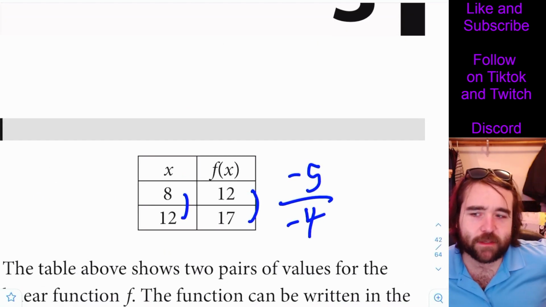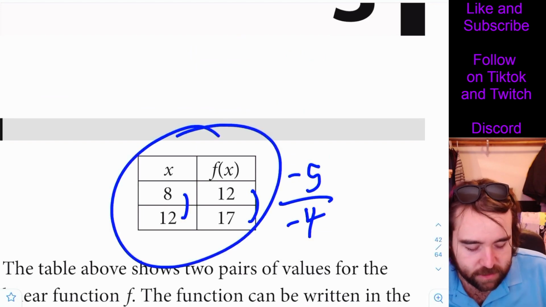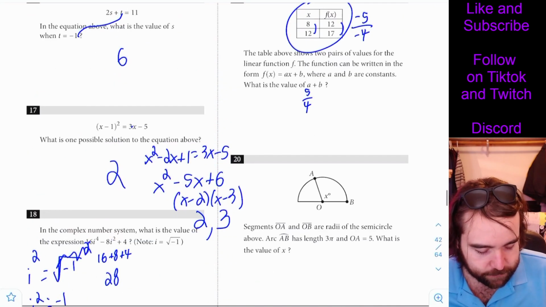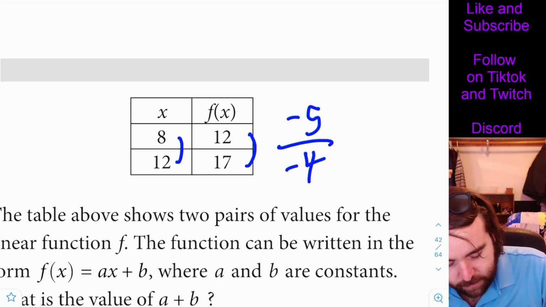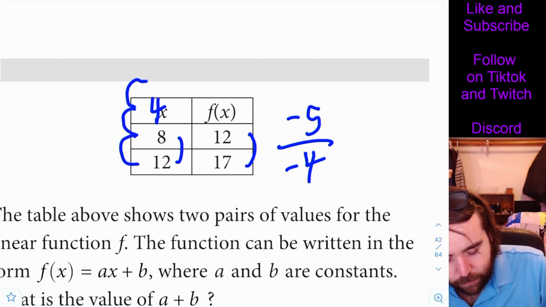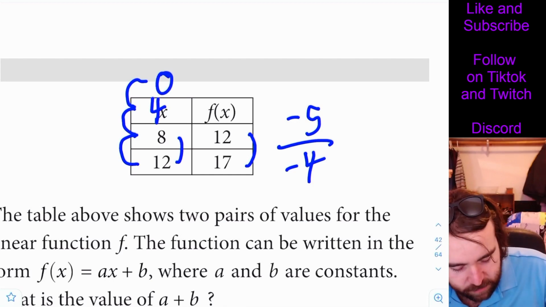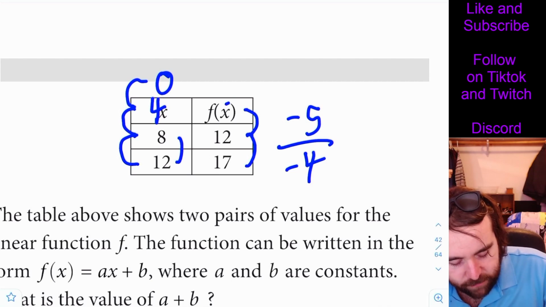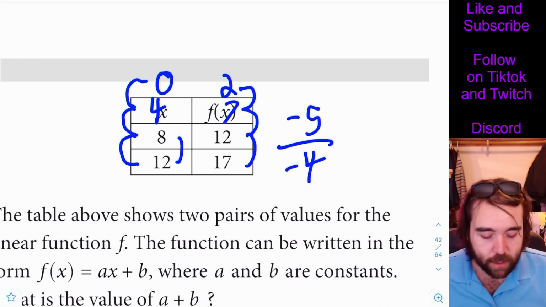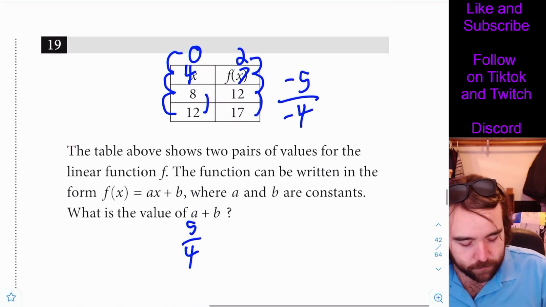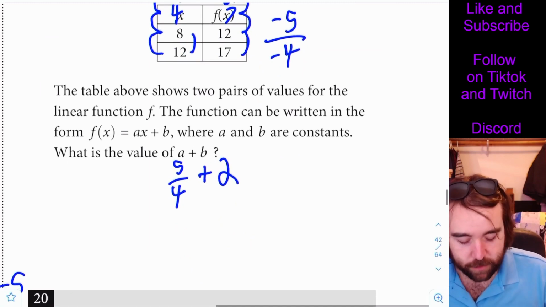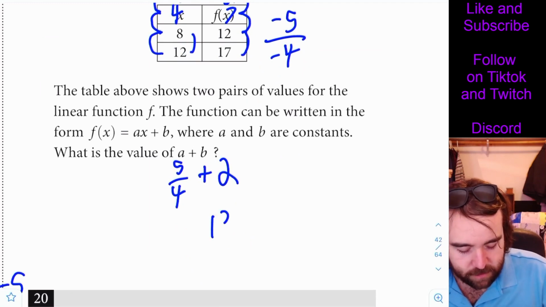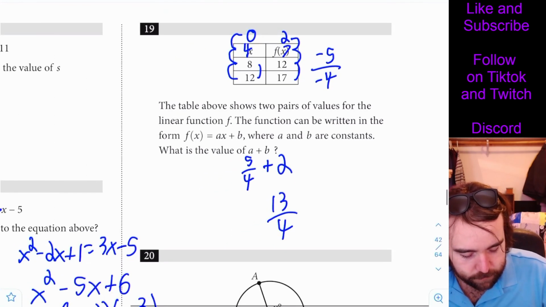I've done this on quite a few problems, even specifically when they're on a table in the free response section. You've got to just count back from the table; it's the best way to do it. You continue the pattern. We go x is 4 because it's going down by 4, and then x is 0. And on this side, it's going down by 5 every time. So 12 minus 5 is 7. 7 minus 5 is 2. And see how that's the y-intercept, because that's when x equals 0. So b is 2, so a plus b is 5/4 plus 2, which is 13/4. Which is the valid answer.